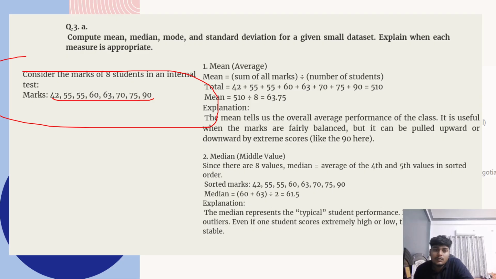The total of this is equal to 510. Then the mean will be 510 divided by 8, which is 63.75. The mean tells us the overall average performance of the class. It is useful when marks are fairly balanced, but it can be pulled upward or downward by extreme scores like 90 here.